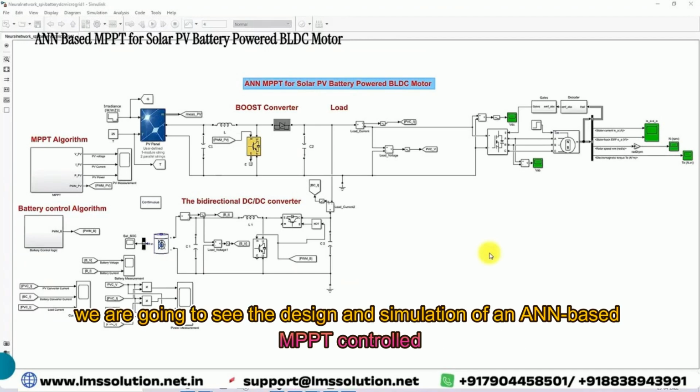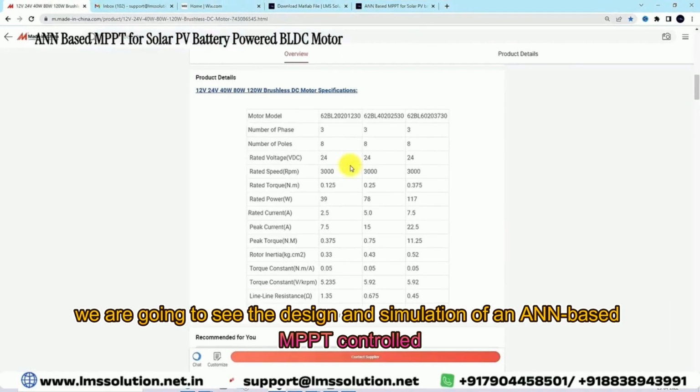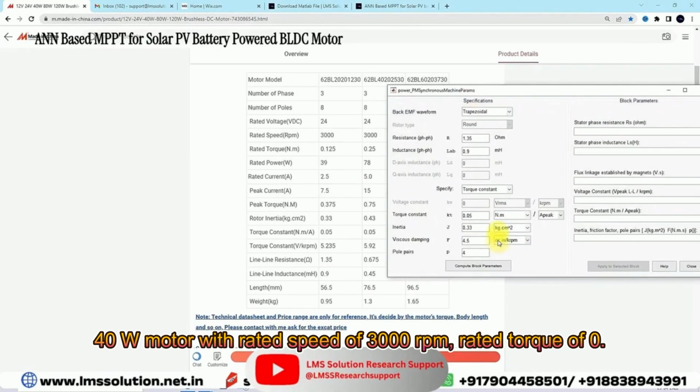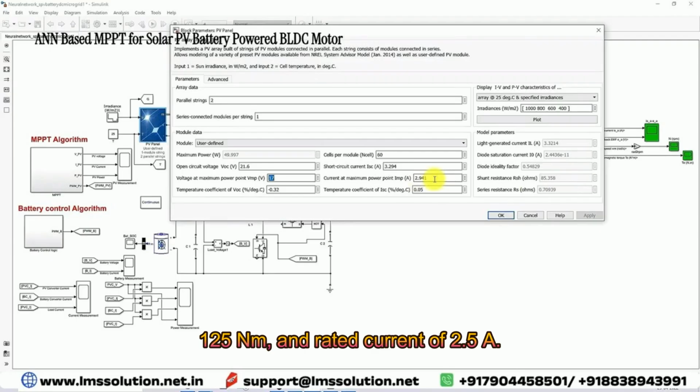In this video, we are going to see the design and simulation of an ANN-based MPPT controlled solar PV battery powered BLDC motor drive. The BLDC motor used in this system is a 24V 40W motor with rated speed of 3000 RPM, rated torque of 0.125 Nm and rated current of 2 A.